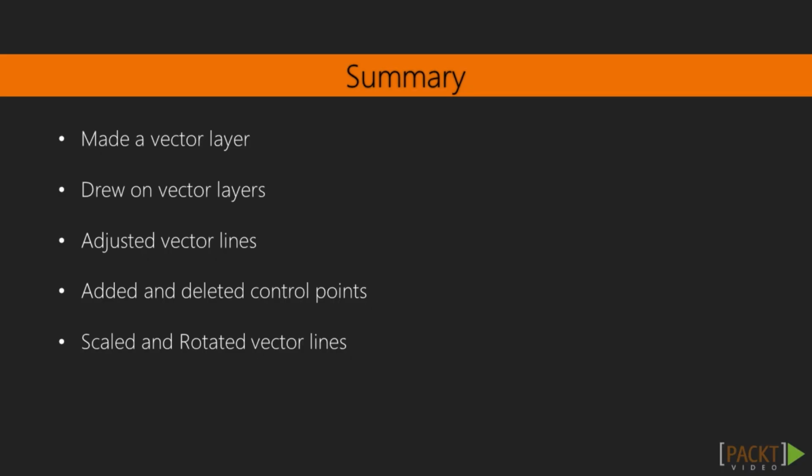In this section, we have learned the many ways to work with vectors. These techniques will give you the basics of working in this graphics format. With vectors, you can make very precise lines that can be adjusted and scaled easily. We learned how to make a vector layer to start using vectors. We also learned the different ways to draw on a vector layer. Then we learned all about adjusting our vector lines, including how to add and delete control points and how to scale and rotate lines.